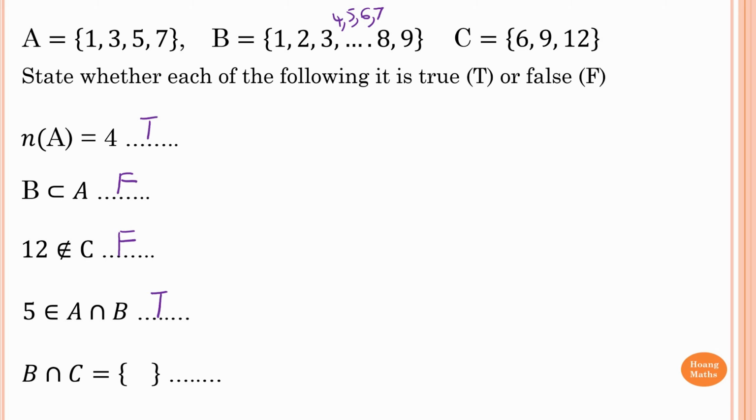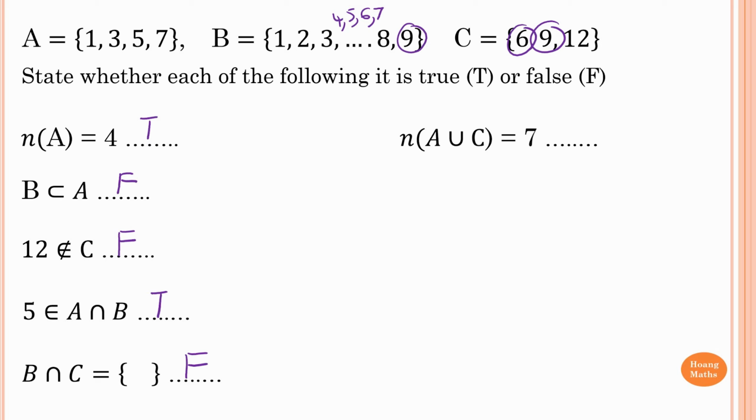Now, B and C is the empty set. In other words, B and C have no intersection, no common elements, if you like. So C, we have 6, 9, 12. So we have 9 in B as well, and 6 in B as well. So therefore, the answer is false. The answer is wrong. So that's why we write false.